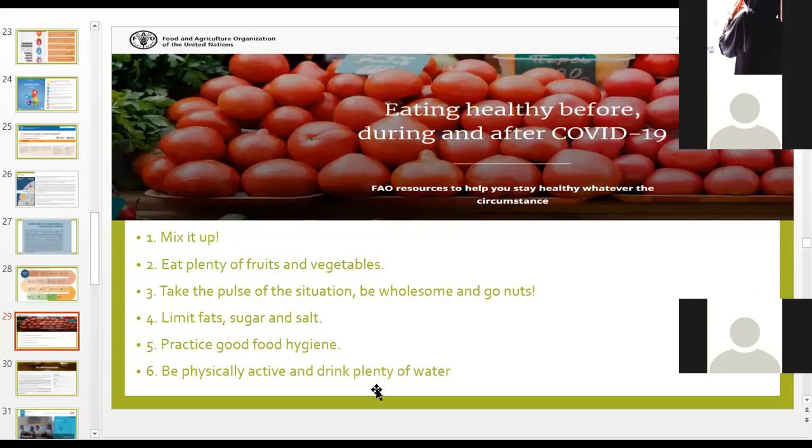Now, this is again from the Food and Agriculture Organization. As we are going through the COVID-19 pandemic, on eating healthy before, during, and after COVID-19, they are saying to mix it up. So we should include foods from all the food groups. Eat plenty of fruits and vegetables. Take pulses and nuts, which will meet the protein requirements. Limit fats, sugar, and salt, and practice good food hygiene. Food safety is also very important for a balanced diet. Be physically active and drink plenty of water.